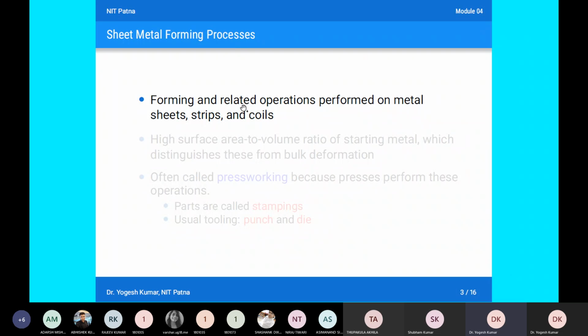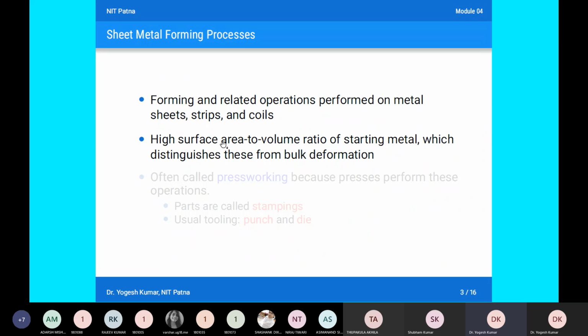As the name indicates, the forming operations are generally performed on metal sheets, strips, or coils. This was discussed in module 1, that sheet forming processes have a low volume to surface area ratio, or high surface area to volume ratio. So your starting metal has a low volume to surface area ratio. This way we can distinguish these sheet forming processes from bulk forming processes.